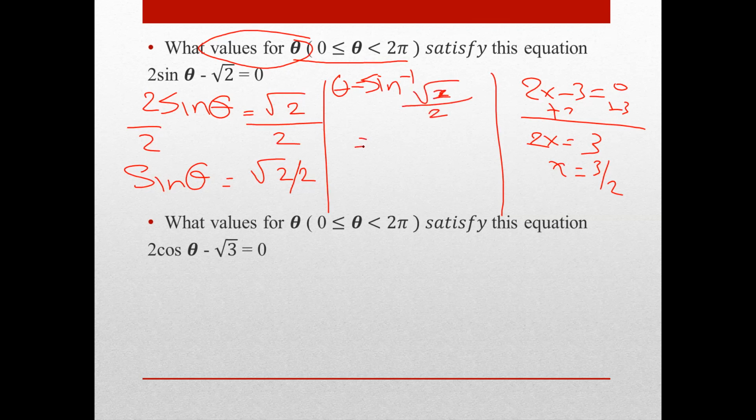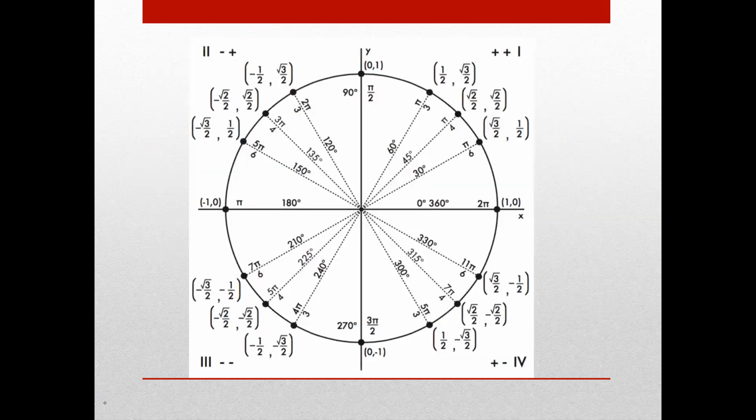Then I will go back now to this unit circle. Now I say sine theta is square root of 2 over 2. What is square root of 2 over 2? It is pi over 4. It is 3 pi over 4.